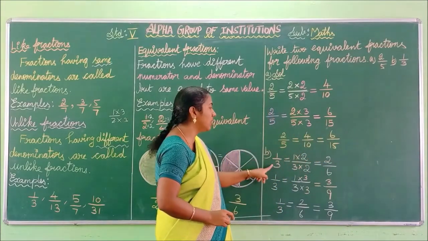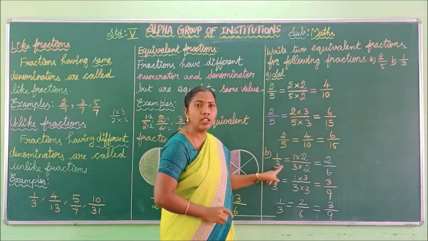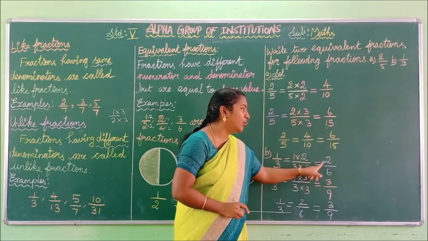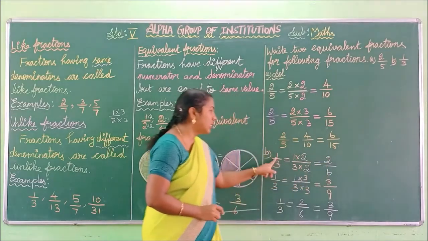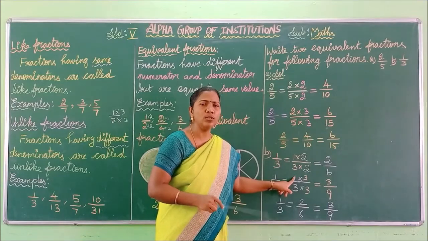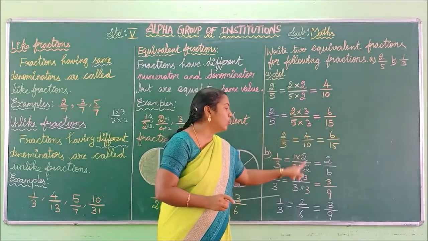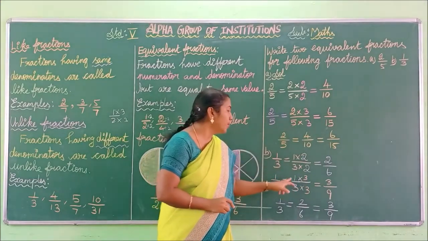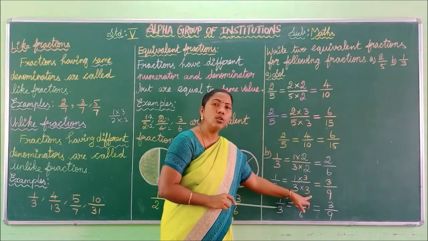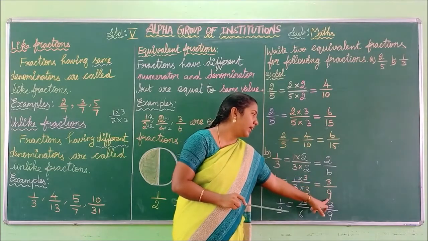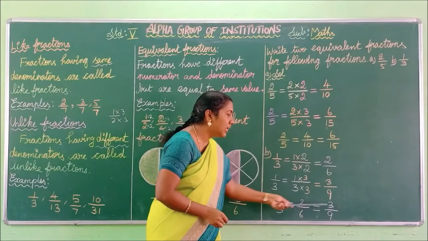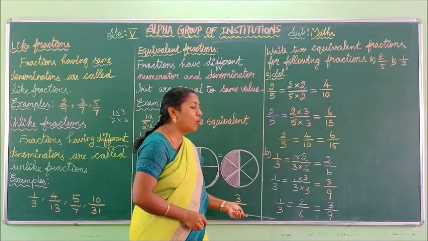Okay, similarly see the next sum, B, 1 by 3. Here also I have chosen the number 2. So 1 into 2, 3 into 2, you get 2 by 6. Once again you have to write 1 by 3 and choose another number. You may choose any number, children, not only 2 or 3. It may be 2 digits also. So 1 into 3, 3 into 3. So what is the answer? 3 by 9. Thus we have found two equivalent fractions. What are they? 2 by 6 and 3 by 9, which are equal to 1 by 3.